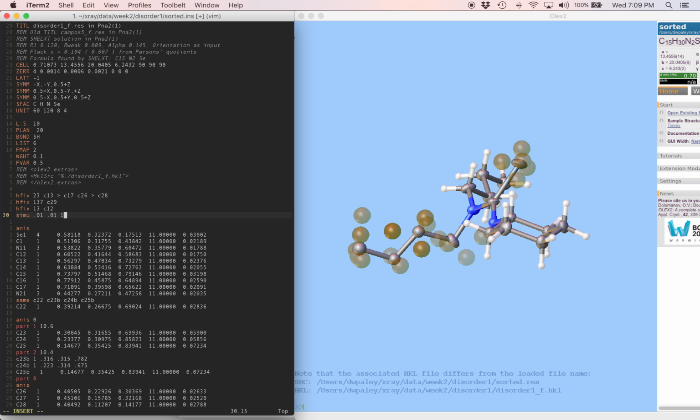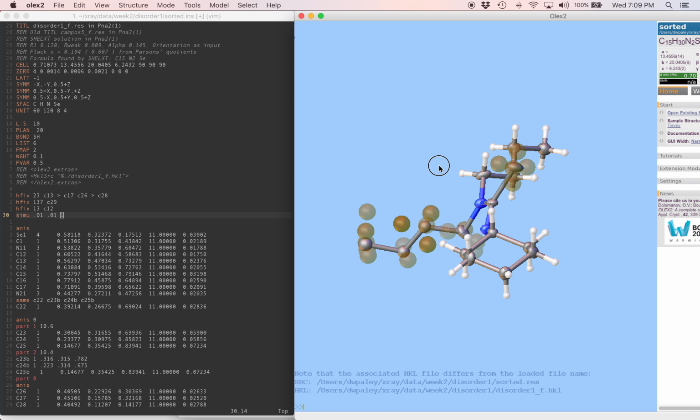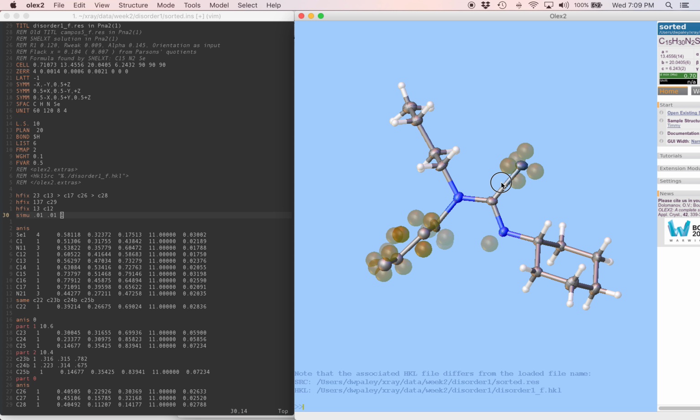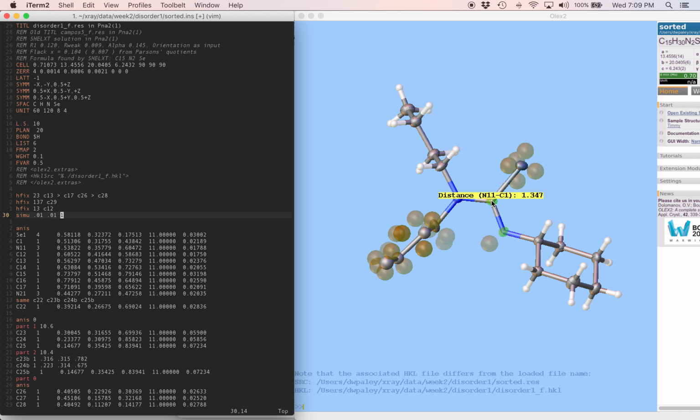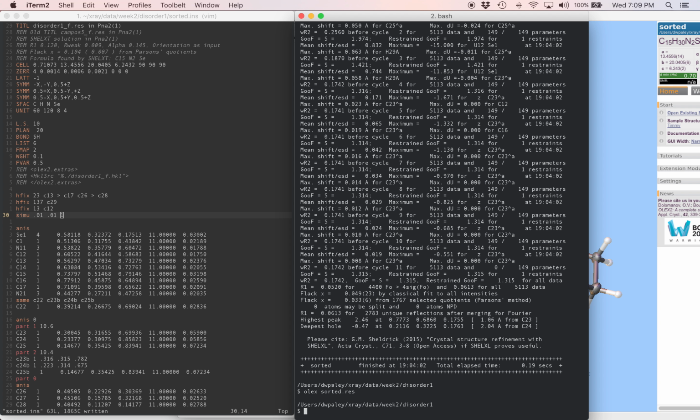Then finally I'm going to put in a maximum distance for the SIMU restraint, and that's going to be too short for any pair of non-overlapping atoms. Like for example, this nitrogen and this carbon, they're 1.35 angstrom apart. So if the maximum distance on this SIMU is only 1 angstrom, then this is only going to cover pairs of atoms that are on top of each other. So we have the geometry and the displacement parameters of the disordered part restrained now. So we'll go ahead and run this refinement.